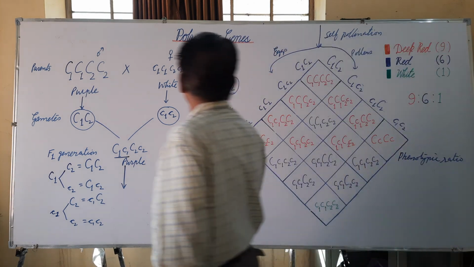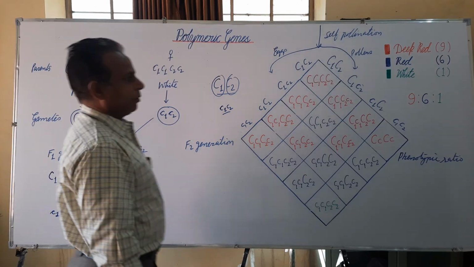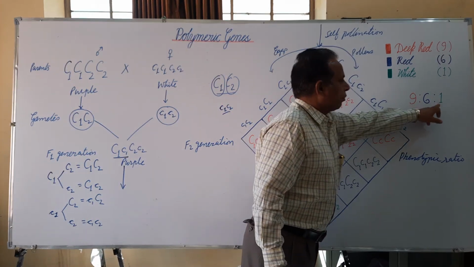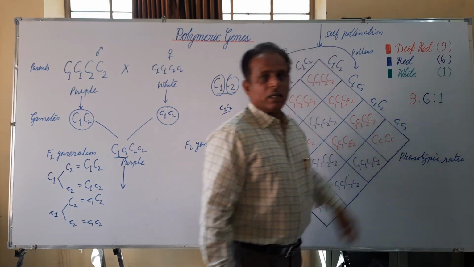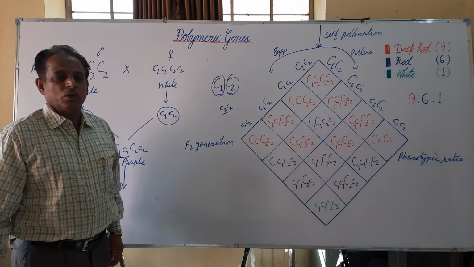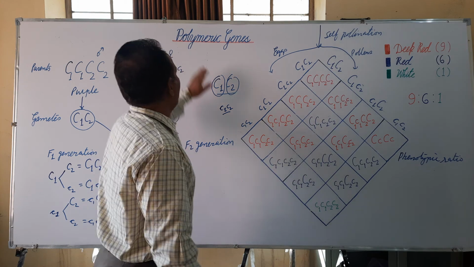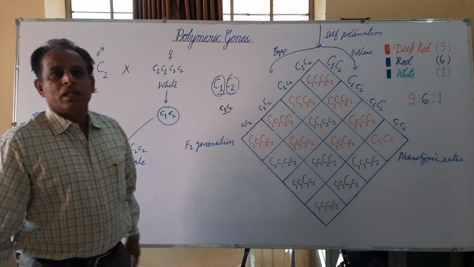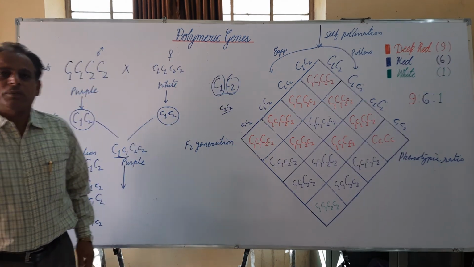So in polymeric gene interaction we have a 9:6:1 ratio against the typical Mendelian 9:3:3:1 ratio. In such a way, the polymeric genes modify the Mendelian dihybrid phenotypic ratio.